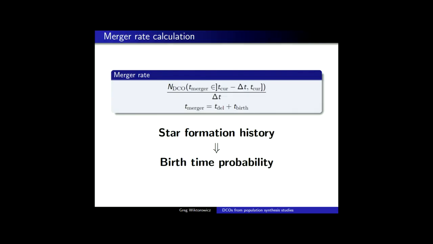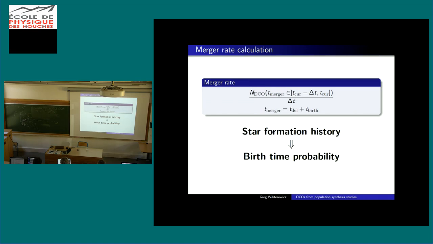T current is the current time. So the present time, which we assume is 10 billion years for this simple model, that is, the age of a galaxy is 10 billion years.